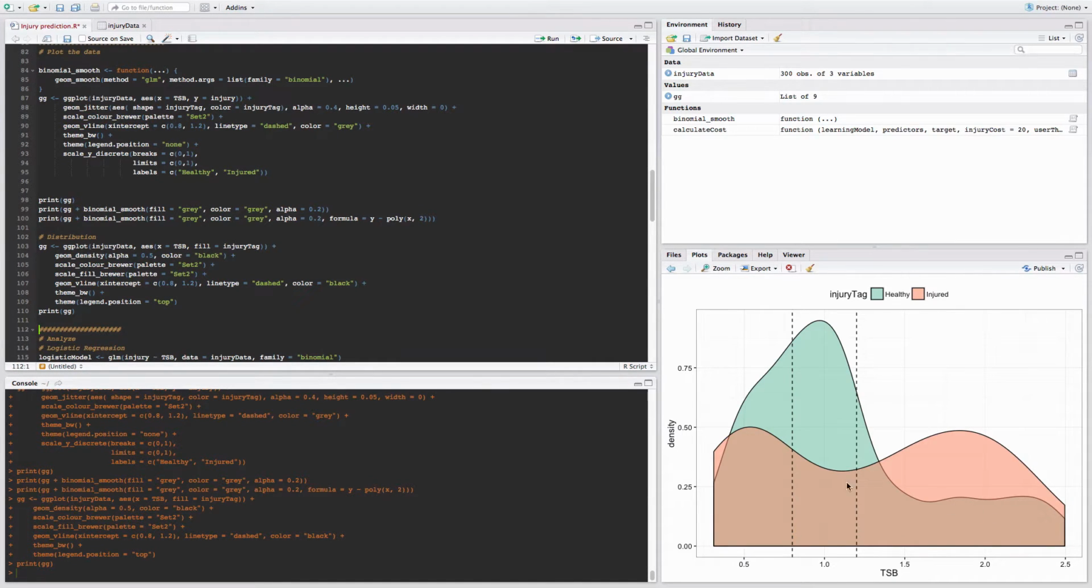So we also again get the overlap. As we can see, the highest number of healthy athletes are in this zone 2, and then we have 2 spikes of number of injured athletes in zone 1 and zone 3. So that's a slightly different way to show you the distribution of the classes.